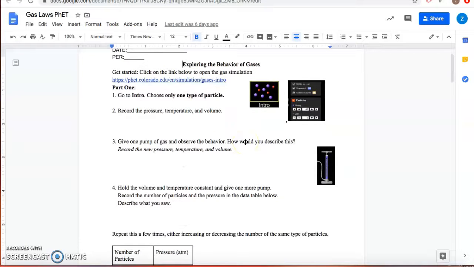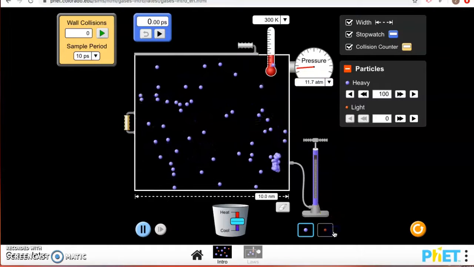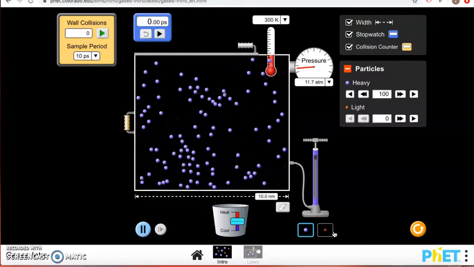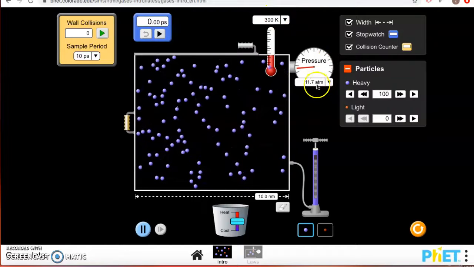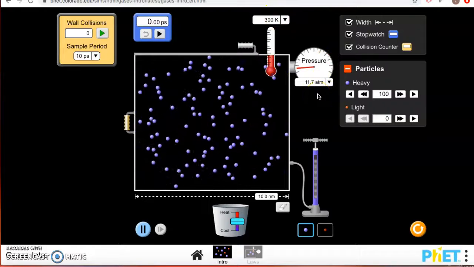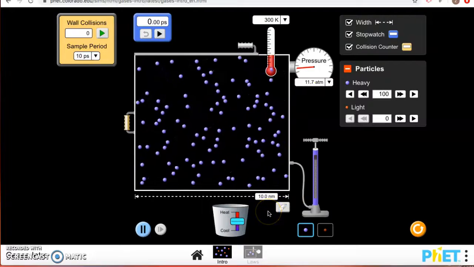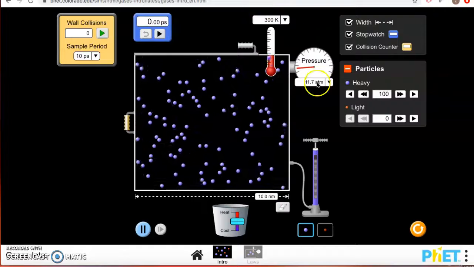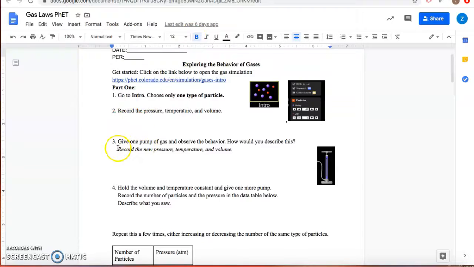Then it says give one pump of gas and observe the behavior. How would you describe this? So we're going to give one pump using this little guy over here. And we're going to see there's more particles. The temperature is staying the same, but the pressure just went up to 10.7 atmospheres. So the pressure is increasing and our volume is staying the same because we didn't do anything else. For that, you can write all of the values, and you would want to say that the pressure is increasing for number 3.